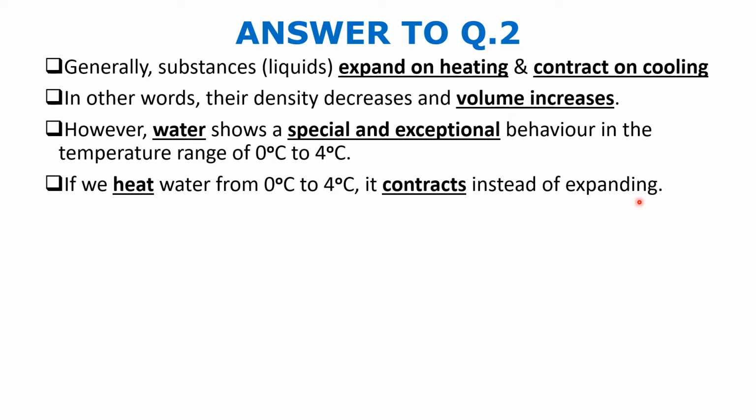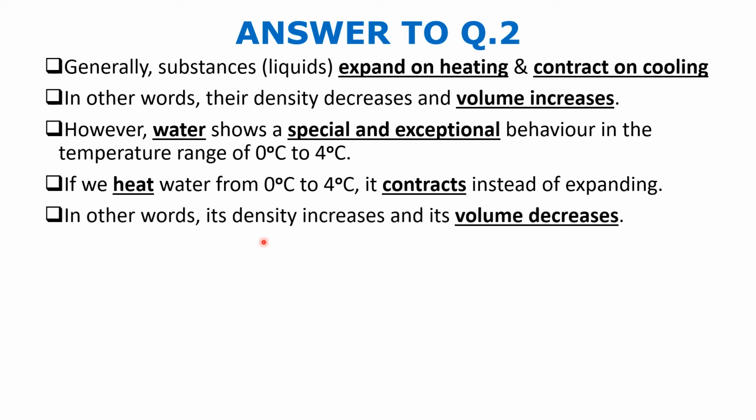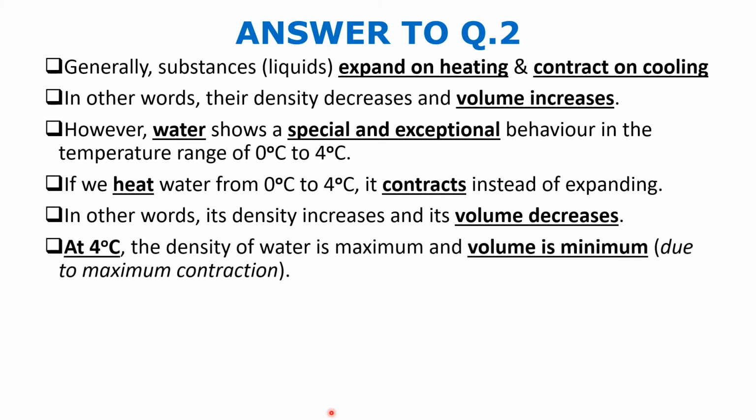Okay, it contracts. Next, in other words, what happens? The density increases and its volume decreases. The volume will keep decreasing. At 4 degrees Celsius, the density of water is maximum and the volume is minimum because of maximum contraction. So if you see in your graph at 4 degree on the x-axis, the graph comes very low. It is at the lowest. Okay, so volume is minimum at 4 degree Celsius. It cannot be less than that.